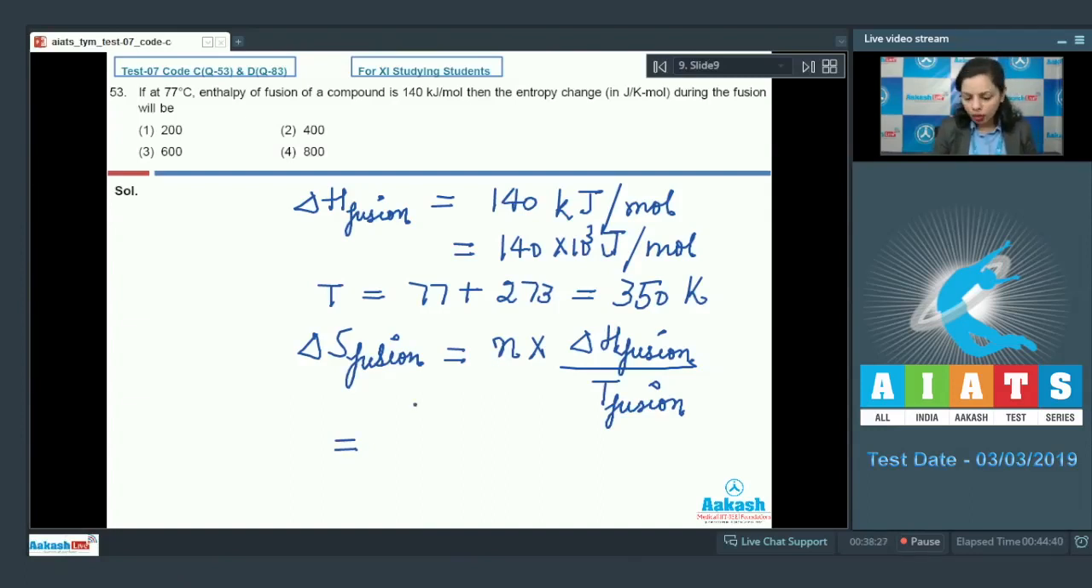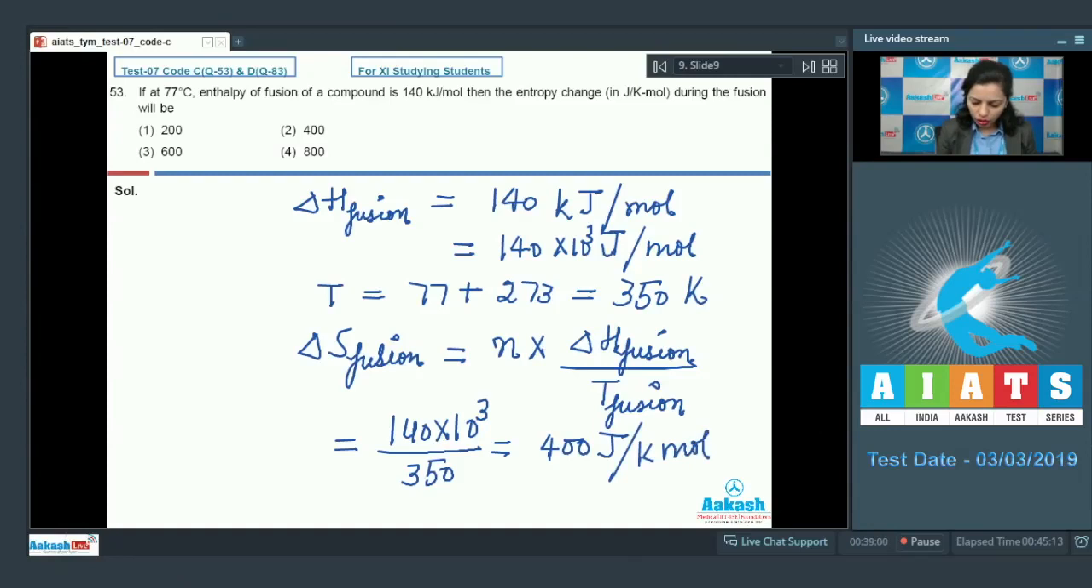We are considering 1 mole here. Delta H for the fusion is 140 into 10 raised to the power 3, because the answer we need to just find out in joule per Kelvin per mole. That's why I have changed this 140 kilojoule into joule. Now divided by 350. Now if you solve this, you will find out that this answer is 400 joule per Kelvin mole. Where this is given? This is given here in option 2. So just option 2 would become the correct option for this particular question.